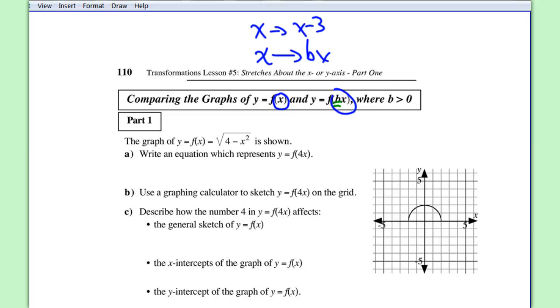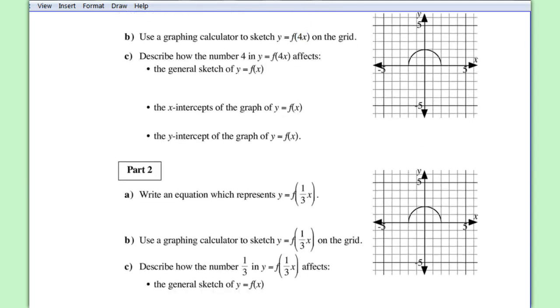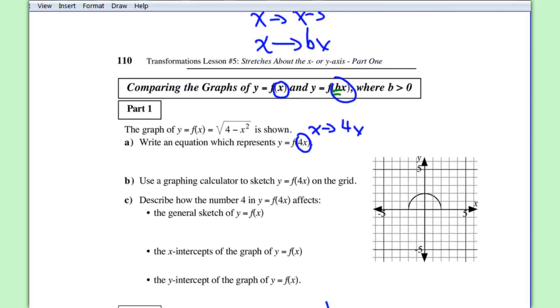So here, I want you to write the equation for x being replaced with 4x, and then in the one down here, x is now replaced with 1/3 x. And what does that do to the graph? All right, so come back after you've completed parts 1 and 2 for the b transformation.